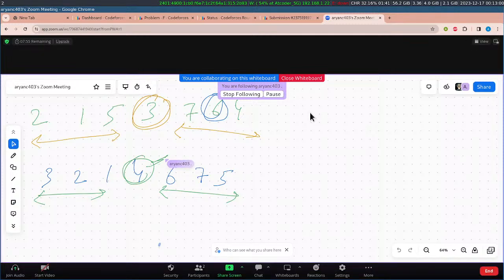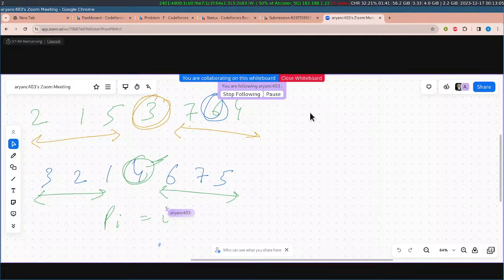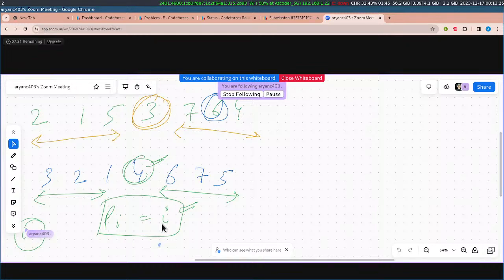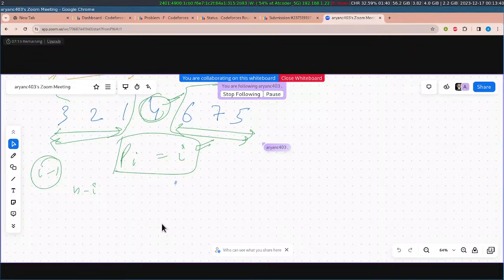My first claim is that an index i can be good if and only if P of i is equal to i. It's not necessary that if this condition holds then i is a good index, but if i is good then this definitely holds. It happens because there are i minus 1 elements less than i and all of them should be on the left side of i, and n minus i elements are more than i and all of them should be on the right side of i. So the ith element must be equal to i. That's the first claim.